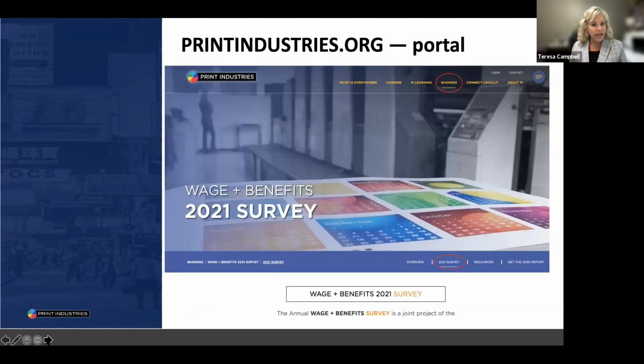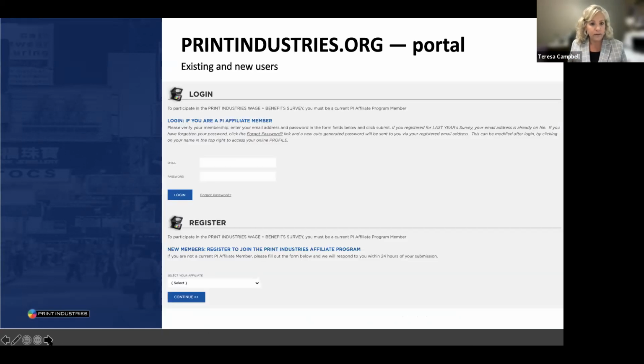So let's talk about the actual portal at printindustries.org. When you go to that portal, wage and benefit is under the business tab, and then the survey there at the bottom. There's an overview. There are resources on job descriptions. So we know that you're inputting the correct position, even if your title might be slightly different than what is listed in the survey. And then the reports and how to get the reports are out there as well.